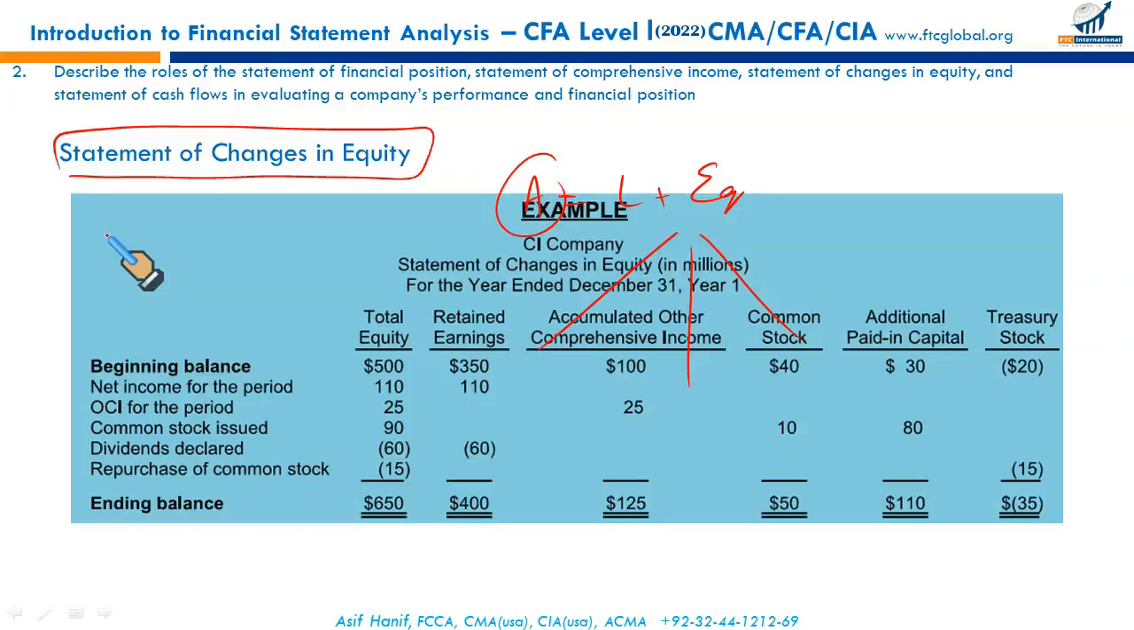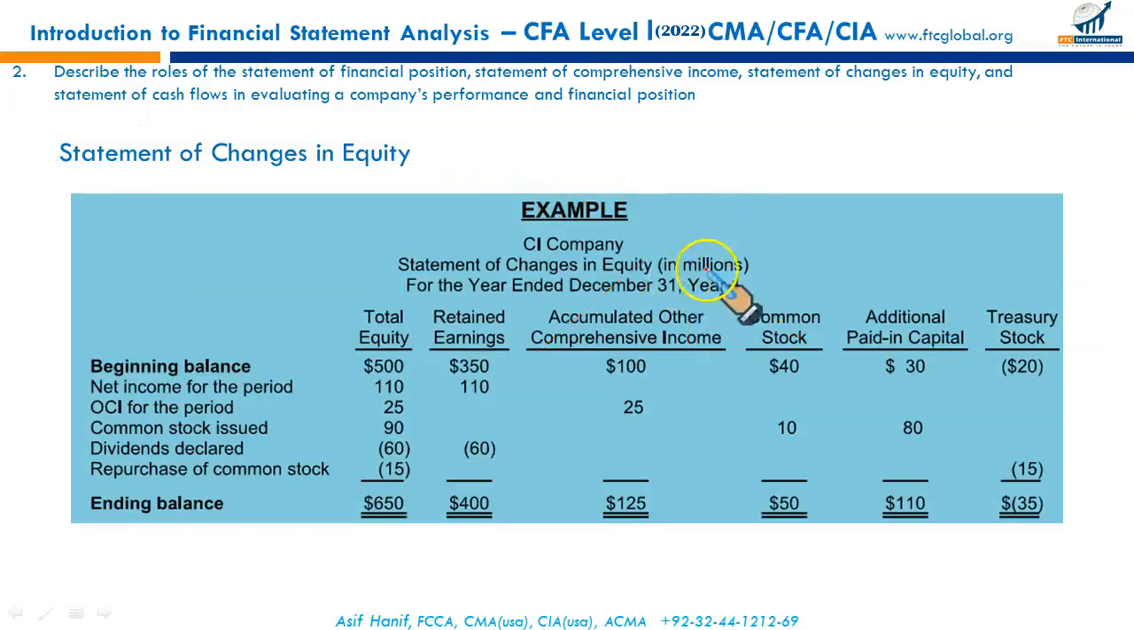This statement shows all the changes in equity accounts over a period, whatever period is being reported. It shows basically a reconciliation between the opening balance of equity and the closing balance, and what are the changes that have happened during the period. It exists in many forms.